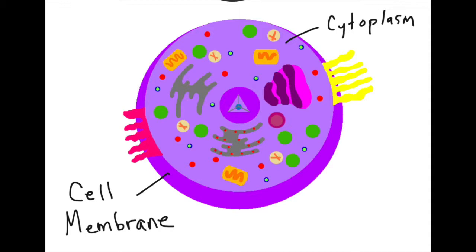The cytoplasm is the protoplasm that exists outside the nucleus. It is mostly made of water but also contains carbohydrates, proteins, lipids, salts, and minerals. The cytoplasm makes up the majority of the cell, and all cellular metabolic functions occur here.